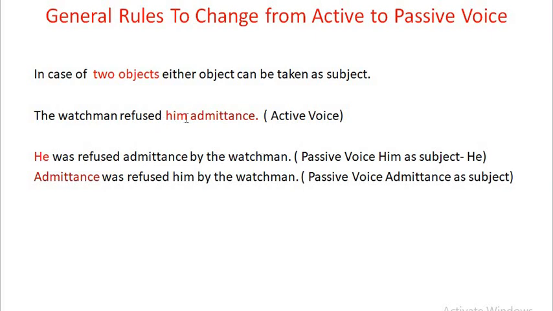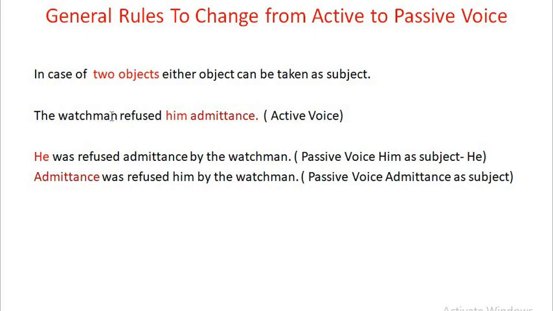All right, so him, this object, has been taken as subject, and admittance has been retained as object, and the watchman has been made the agent. Here in this case, him is the indirect object and admittance is the direct object. So you can take this indirect object him as subject and keep admittance as the direct object.